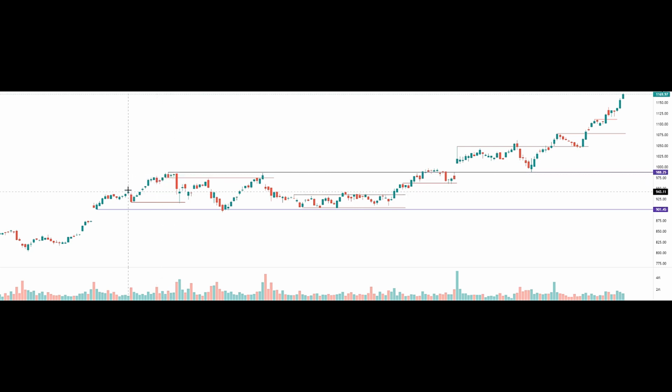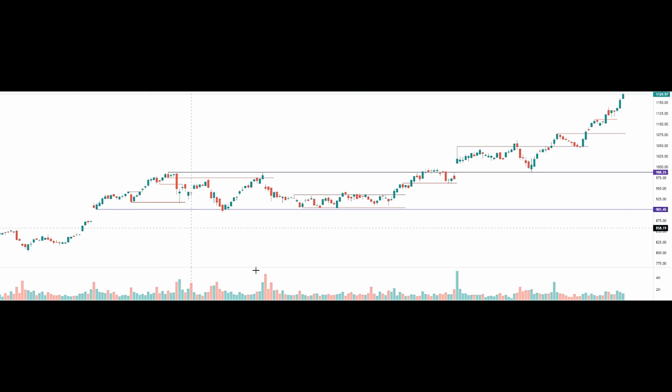We can mark resistance areas as price crosses and closes above a higher high. So this will be one higher high resistance area, and this will be another higher high resistance area which is crossed and closed above. Once price crosses this high, the low becomes a support area. This is a support area. This is one support, this is another support. This way we can mark small resistance areas and small support areas.